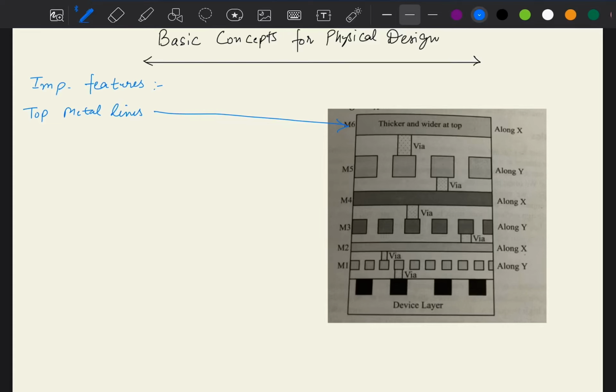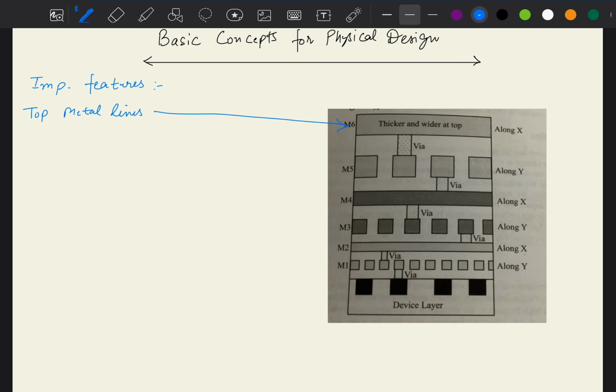So in this video, we will see some basic concepts related to physical design. First, we will see the interconnects. For making interconnects, we use several layers of interconnects and we separate two different interconnect layers by an interlayer dielectric. And two interconnect layers are separated through a dielectric and they are connected through a wire.